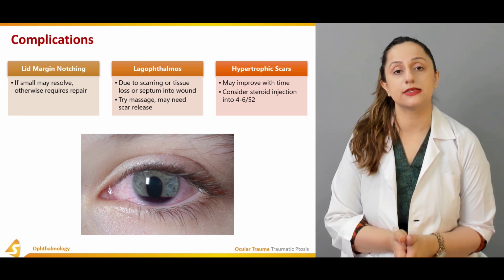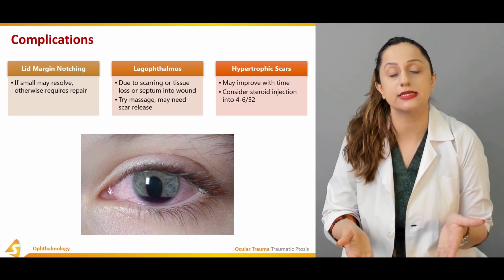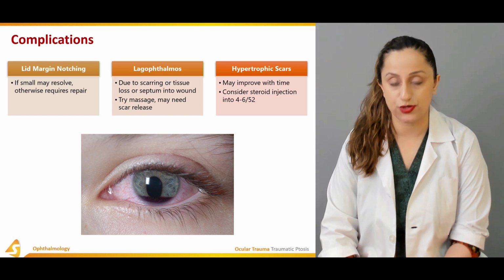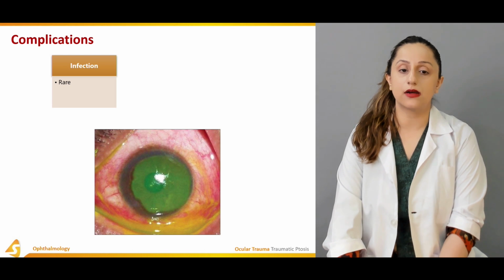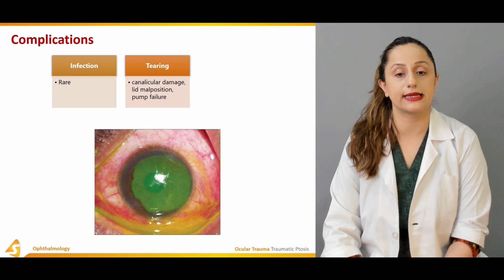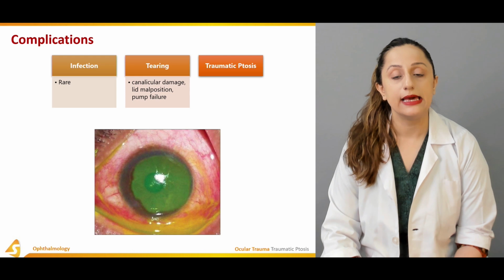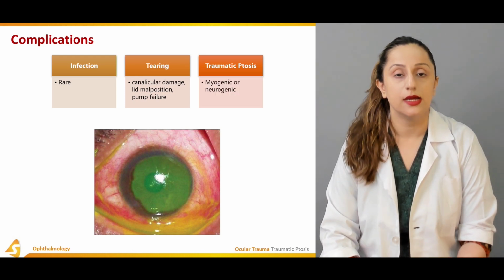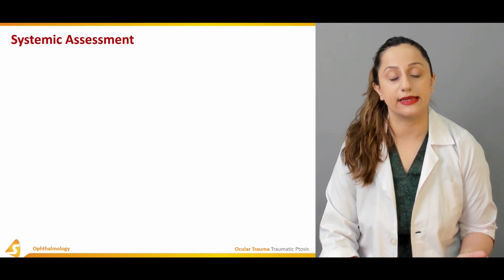Sometimes these ocular injuries can be canalicular injuries, lid injuries, or lacerations. They can end up in all of these complications. The infections are quite rare in these cases, but tearing is quite common. Canalicular damage, lid malpositioning, and pump failure are very important. Then we can encounter traumatic ptosis, which can be myogenic, involving the muscles, or on the other hand, neurogenic as well.